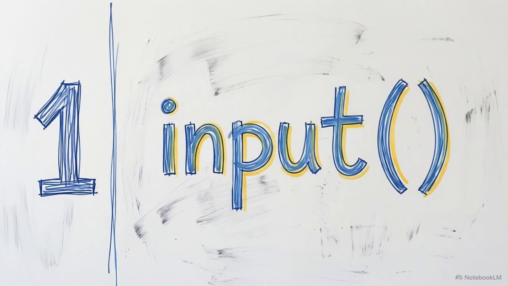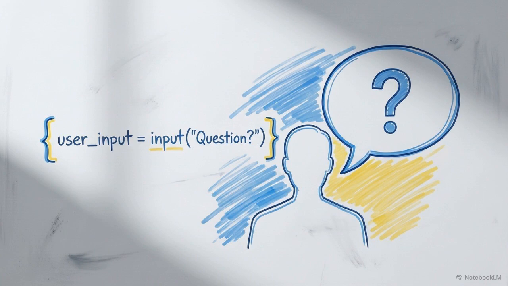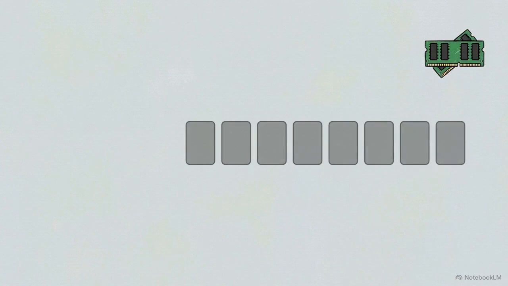Now we write the logic. On line 1 of your new file, type the input command followed by a pair of parentheses. We will use this to ask the user for their name. This diagram represents your computer's memory. When we type name equals right before our input command, we reserve a specific spot in that memory to hold whatever data the user types in. That reserved spot is called a variable.